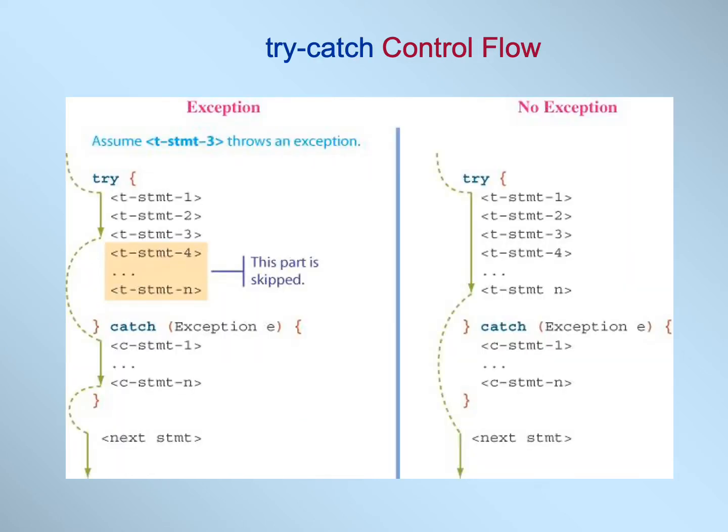Try catch control flow. Assume that the statement throws an exception. So when it finds the exception, then the rest of the part inside the try will be skipped and it will go straight away to the catch. But if there is no exception, it will go through all the code that we have inside our try and it will skip our catch block.